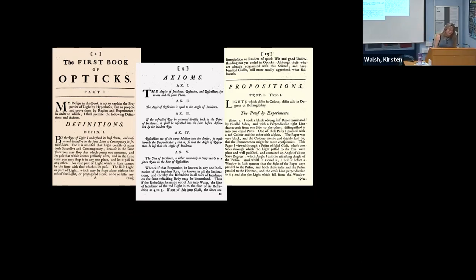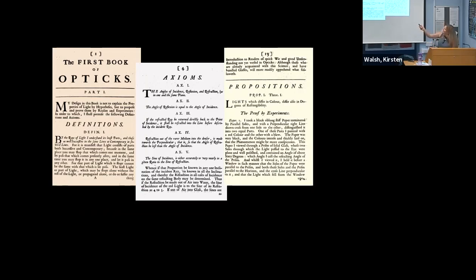He says, "My design in this book is not to explain the properties of light by hypotheses, but to propose and prove them by reason and experiments, in order to which I shall premise the following definitions and axioms." So he doesn't pretend that he's going to do something in a demonstrative method of proof. He always says that he's going to use experiments to do this, but he does imply and suggest that definitions and axioms are going to do something.